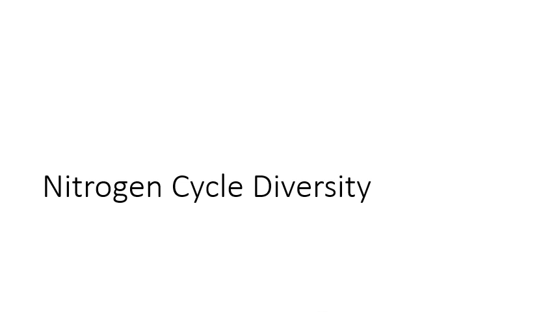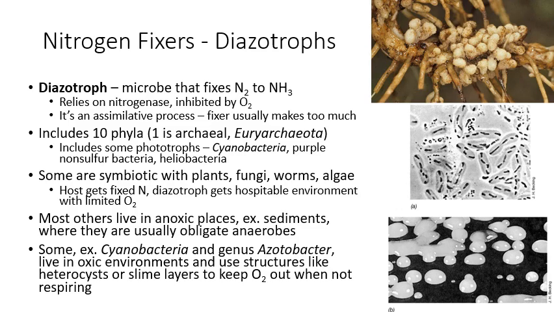Now we'll talk about the nitrogen cycle, which includes nitrification, nitrogen fixation, and denitrification. So first we'll talk about nitrogen fixation. There's a special word for microbes that fix nitrogen, which is a diazotroph. So diazotrophs are microbes that fix nitrogen by converting molecular nitrogen from the atmosphere to ammonia or NH3.